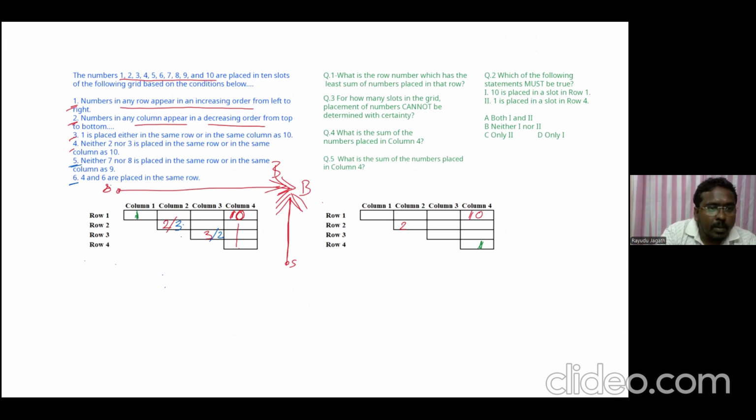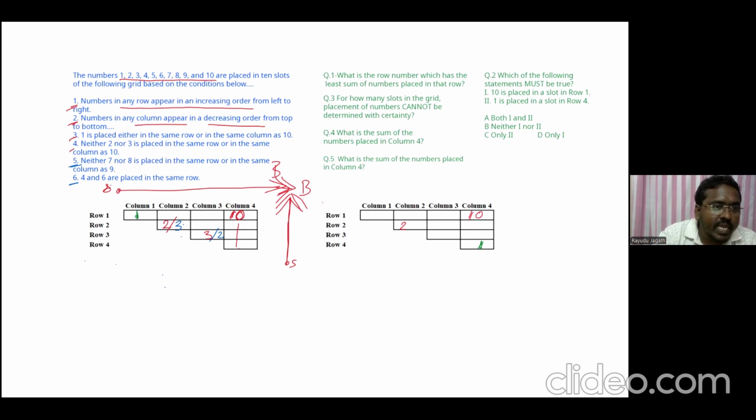If we observe, these two should be 4 and 6, or 6 and 4. If we observe 1, 4, 6, 10, 4, 6. Here 3 4 6, 2 4 6, 3 4, 3 4 is making a possibility, but it is violating point 5. Neither 7 nor 8 is placed in the same row or in the same column. So under this condition, if we put 4 6 in the row 1, in another way we can check.